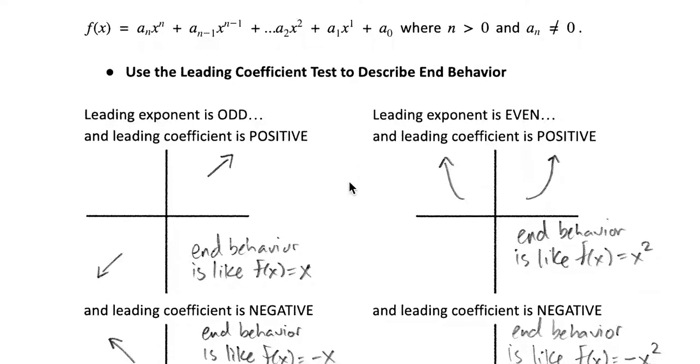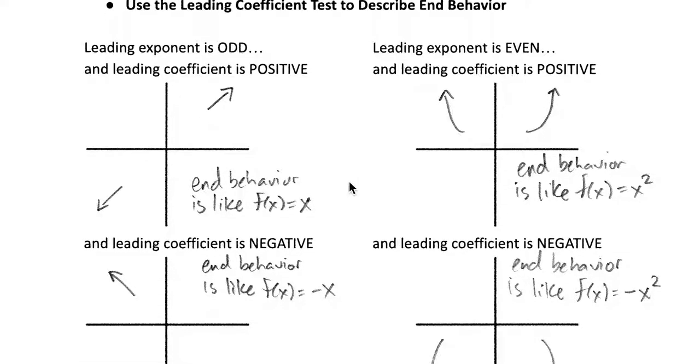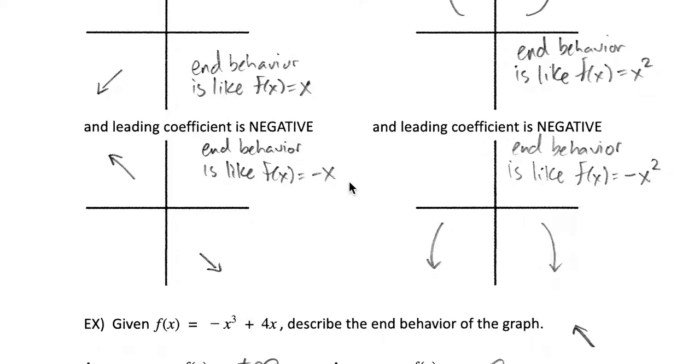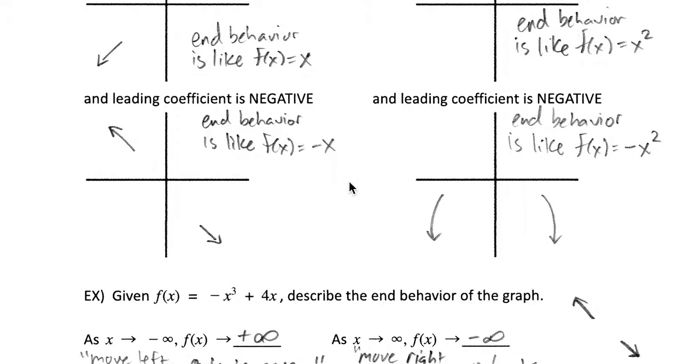There are really only two cases, and inside those two cases we have two more cases, so four possible outcomes for all polynomial function end behaviors. What we're going to be looking at is the leading term. We're going to be looking at the coefficient, describing whether it's positive or negative, and we're going to be looking at the exponent and describing whether it's an even or odd number. That's all we have to do.